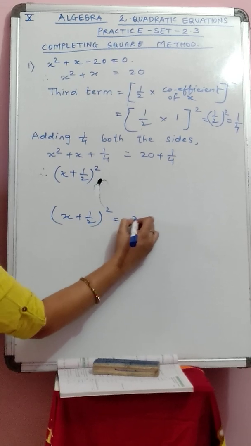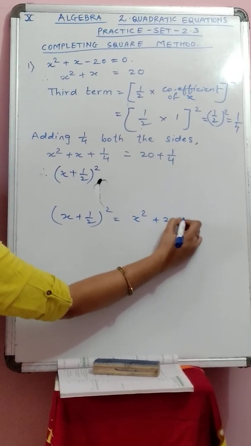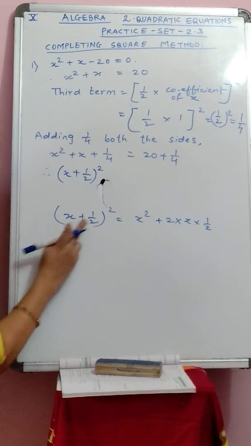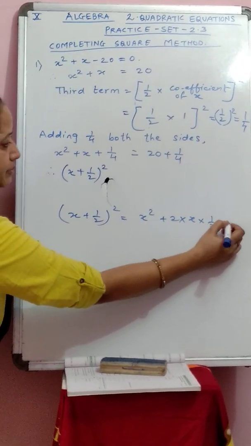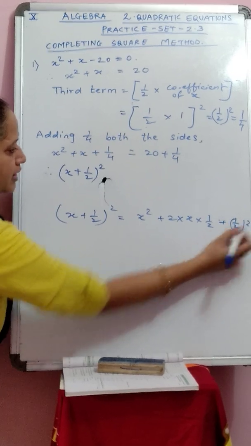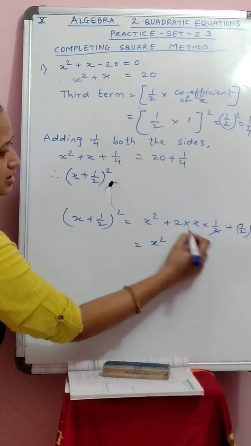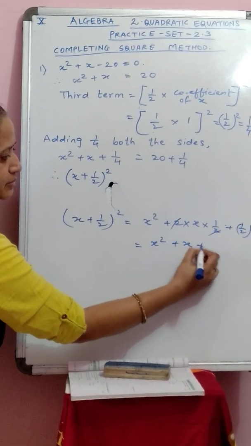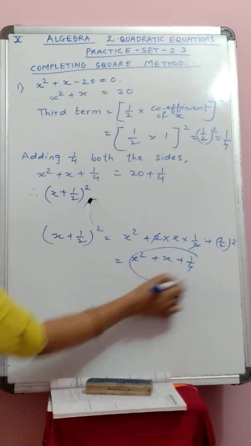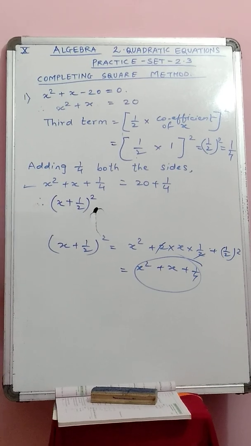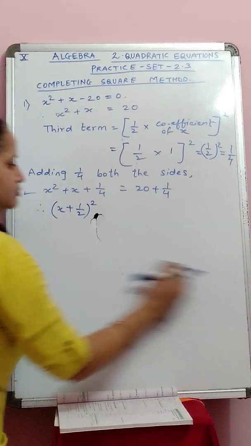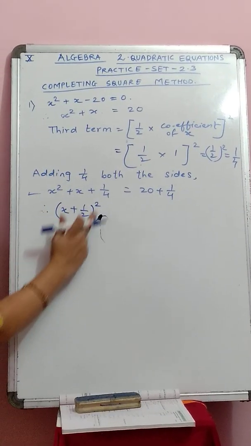If you want, I can show you 1 upon 2 whole square. Okay. Then a square plus 2 into a into b. This was 2 into a into b, 2 into x into 1 upon 2, and plus b square means 1 upon 2 square. What are you getting? X square, see, the 2 and 1 upon 2 cut off, then plus x and plus 1 upon 4. The similar thing you are having here. Okay, so we are converting it in this method. So this is x plus 1 upon 2 whole square.